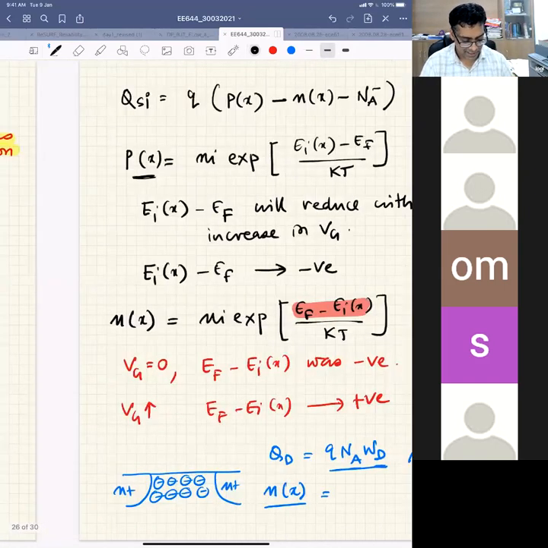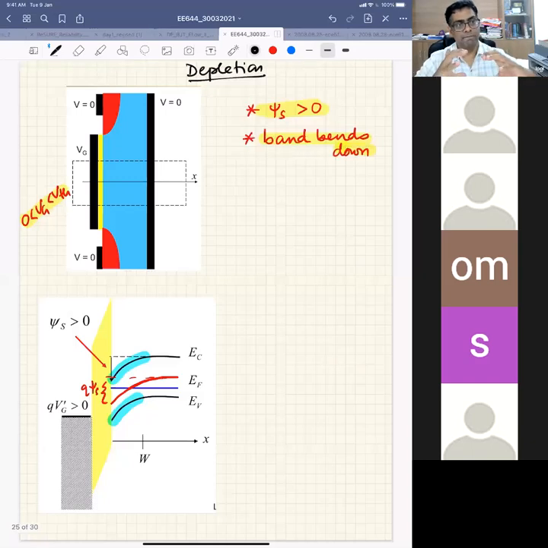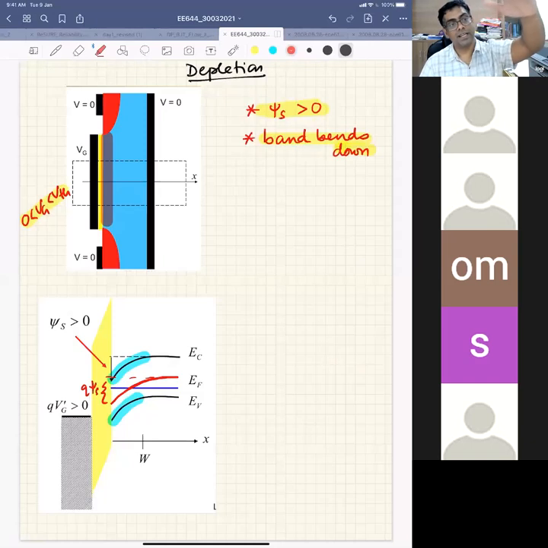Please keep in mind, in the depletion condition you have some electrons in the channel, or some electrons in this region, but these electrons are not very high. If it were very high, then it would be inversion. But these electrons are not very high.